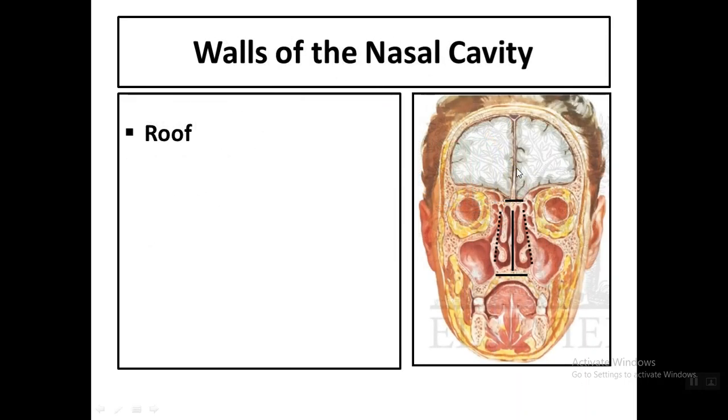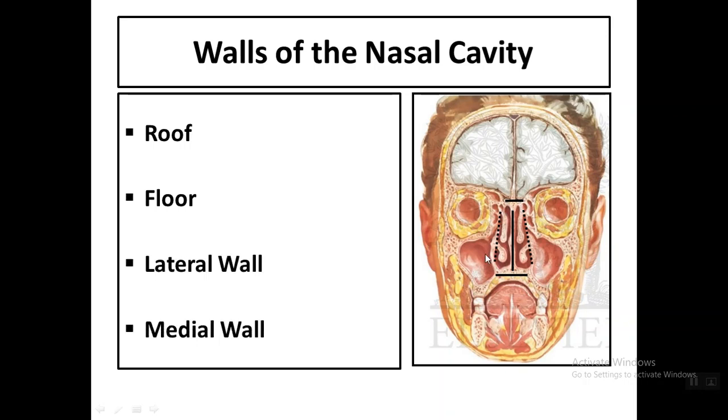These are the walls of the nasal cavity. As we said, it has a roof formed by the cribriform plate of the ethmoid, a floor formed by the hard plate, a lateral wall, and a medial wall formed by the nasal septum.